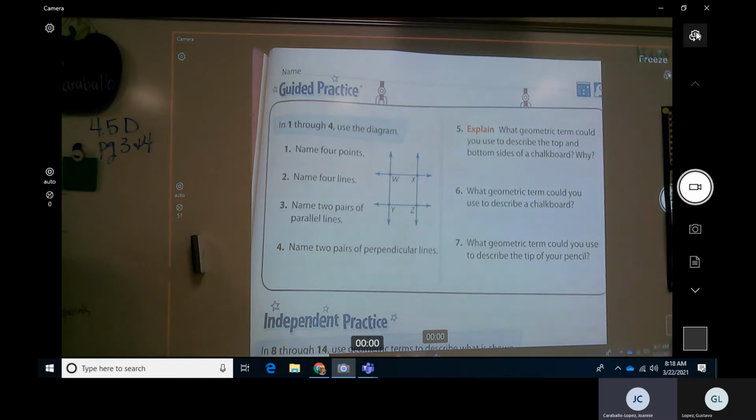All right, so someone tell me, can I answer this problem without knowing what a point is? So la primera pregunta me dice, nombra 4 puntos. Si yo no sé qué es un punto, ¿podré contestar esta pregunta? No. So voy a mirar la página de referencia y voy a ver qué es un punto. ¿Cuál es el significado de un punto, Yesbilis? ¿Qué dice?